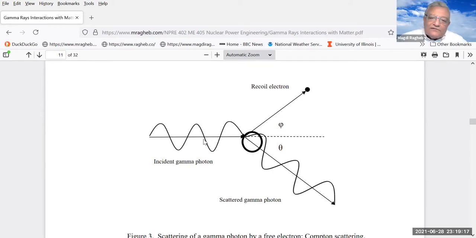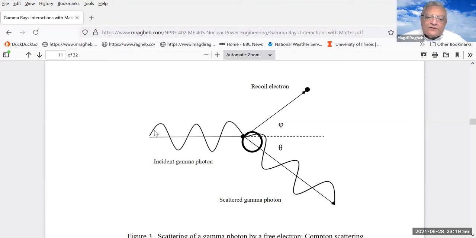Notice that in the photoelectric effect, an electron is ejected and the rest of the energy goes to the recoil nucleus. In the Compton scattering process, you find that the gamma photon comes in, interacts with an outer bound electron, ejects the electron like in the photoelectric effect, but the energy of the photon is not fully absorbed into the atom. And because now the photon has lost some of its energy, you'll find that it emerges with a lower energy, and lower energy means a larger wavelength.